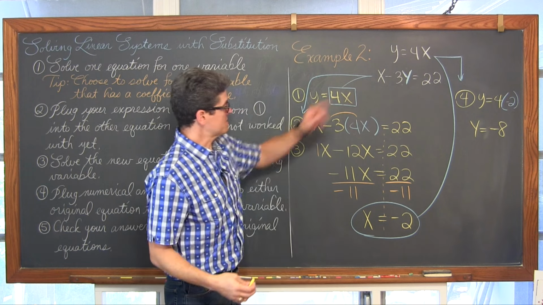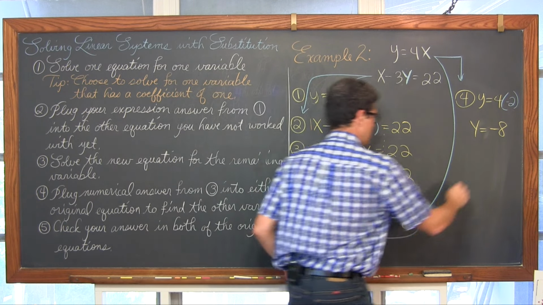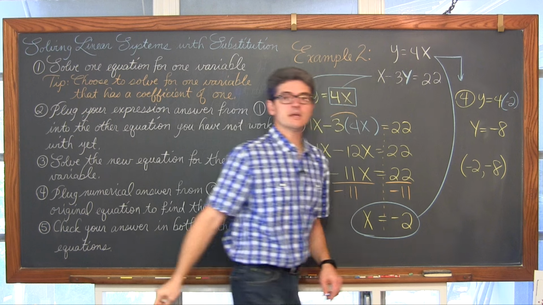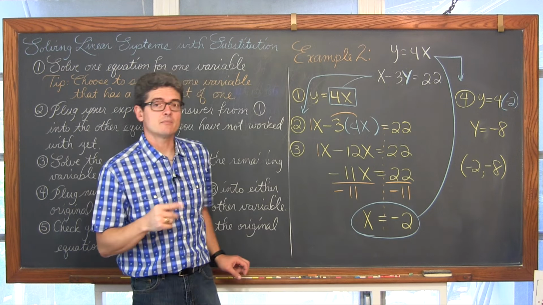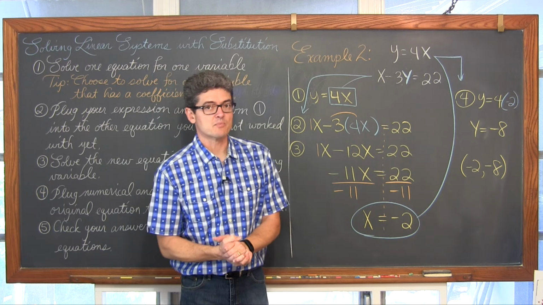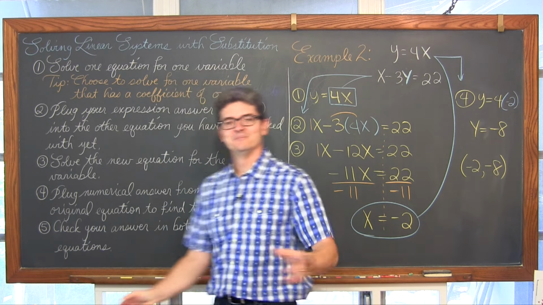And so the coordinate where these two lines intersect, we believe, is negative 2, negative 8. Now I say believe because I can make sure that's right by checking my own answer before going on to the next problem, which is what I'm about to do.